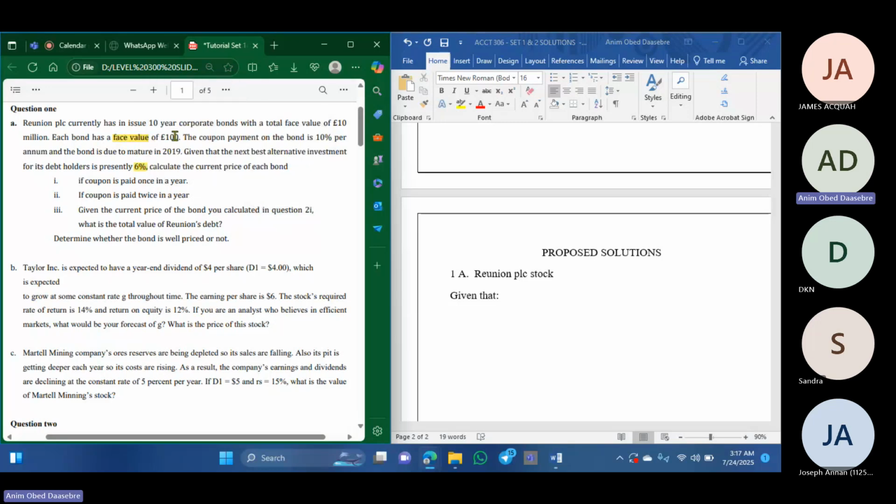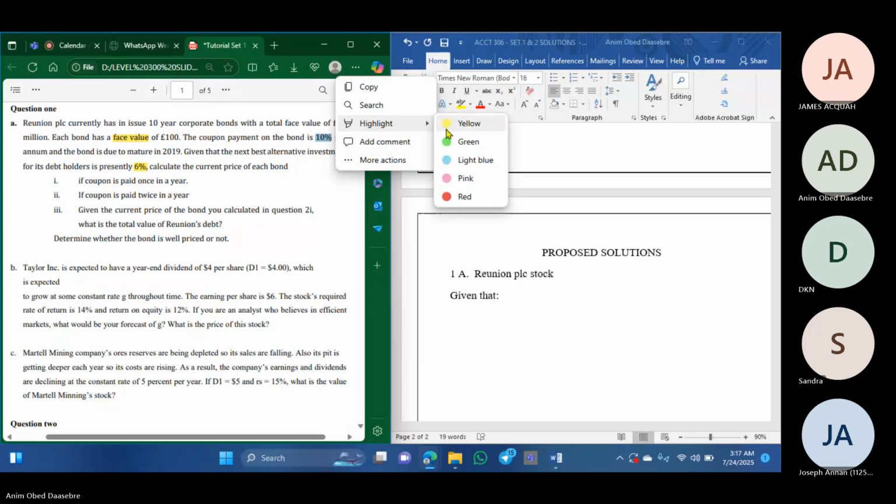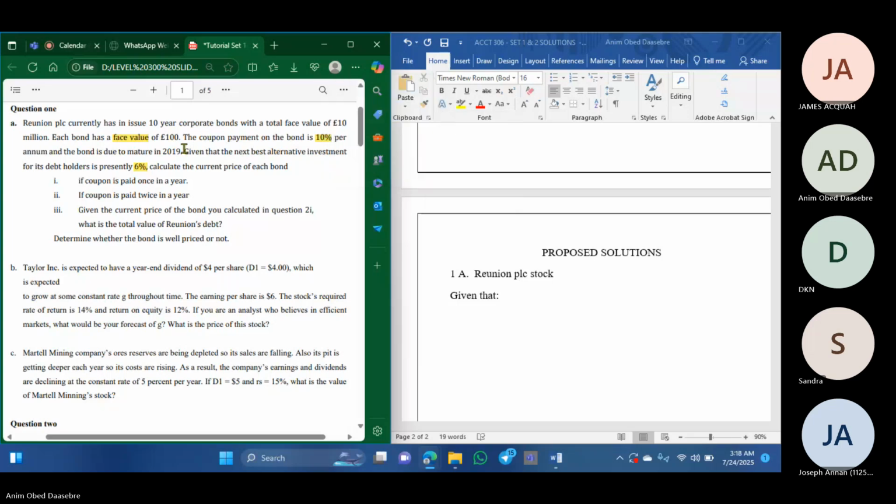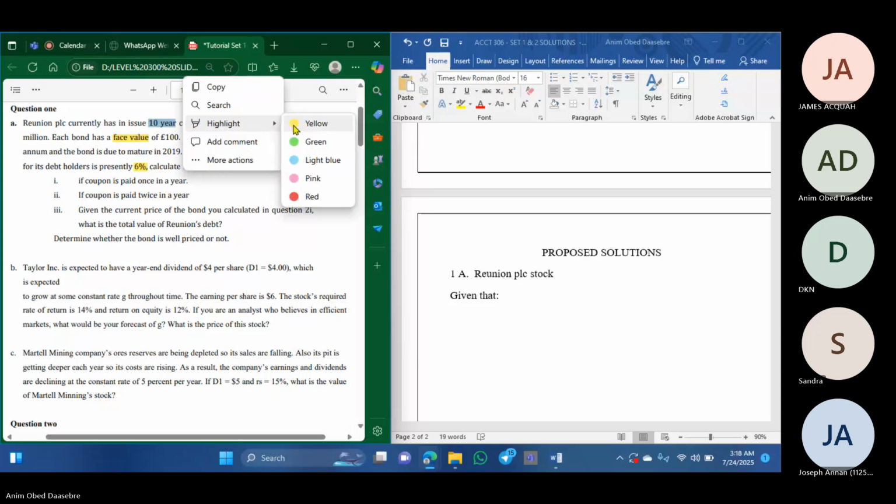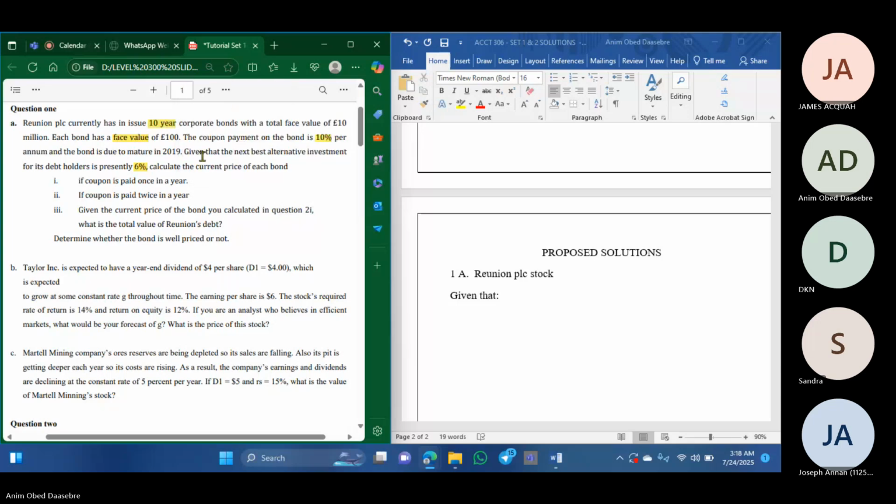And also you can see 10%. This is the coupon rate. And what again? So 10 years, which is the maturity. So the total payment is 10 million.